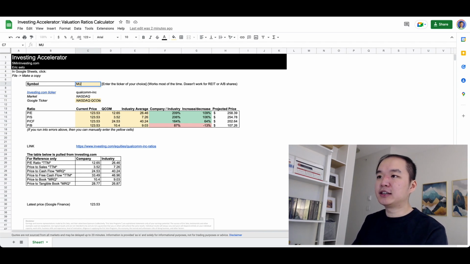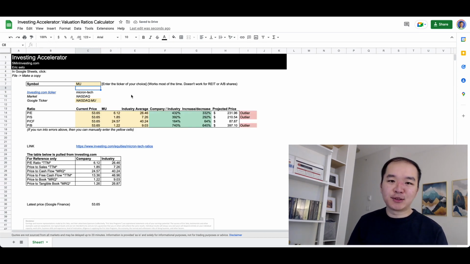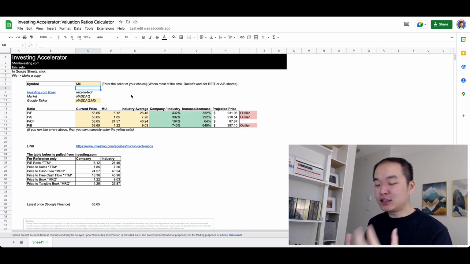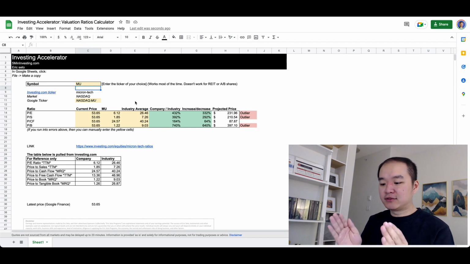The last one we've got here today is Micron Tech. They actually just recently released earnings, and they have some really weak guidance. Within Investing Accelerator, we do look at more than just this valuation calculator. In fact, this valuation calculator is a very small part of our analysis.